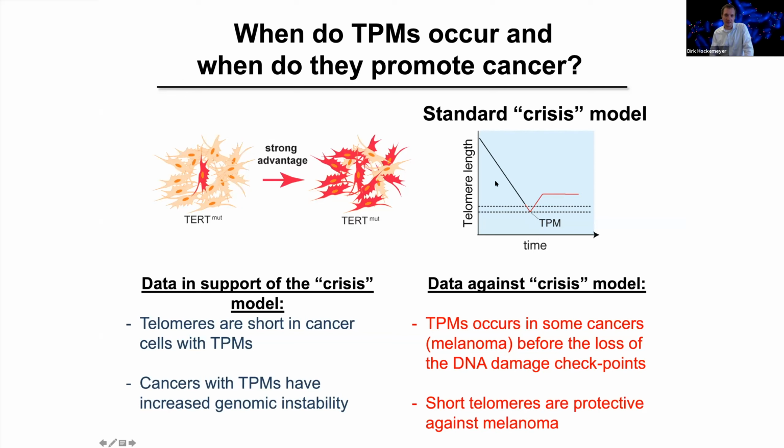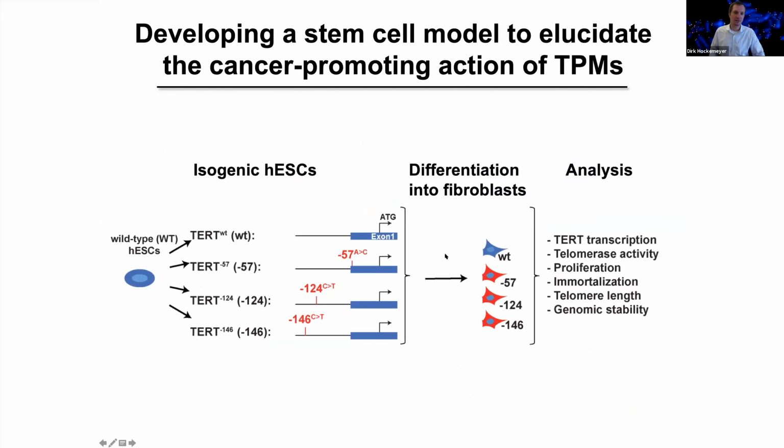So to reconcile this seemingly simplistic model, we decided to use our cell system and now push this a little bit further and ask what happens to the cells that we actually differentiated into fibroblasts, and do these cells truly immortalize? What happens to telomere length in these cells? And what happens to genomic instability in the cell system? So we took our panel of isogenic fibroblasts and we first addressed immortalization.